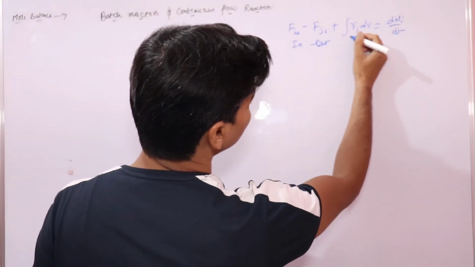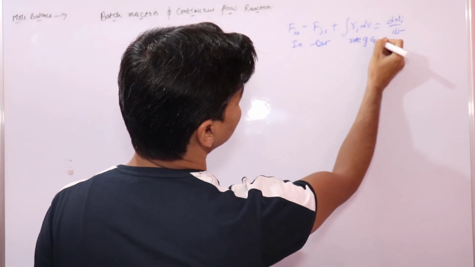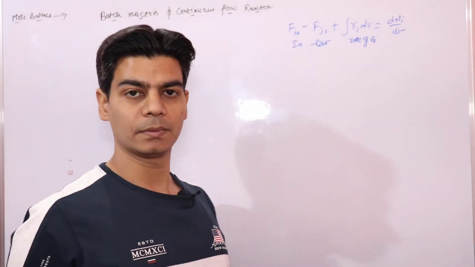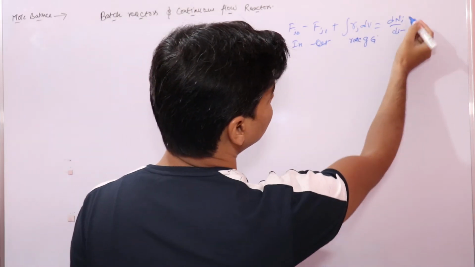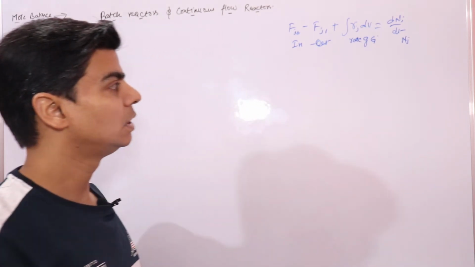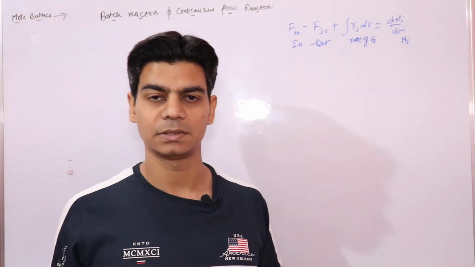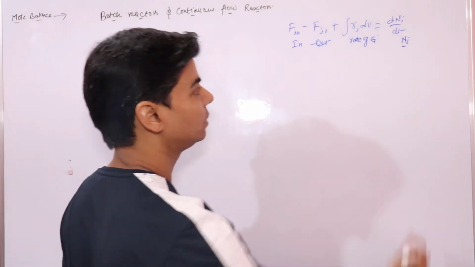So this was the rate of generation, denoted by G, the rate of generation inside the chemical reaction. And this Nj was the rate of accumulation inside the reactor, inside the system. Rate of accumulation inside the reactor.